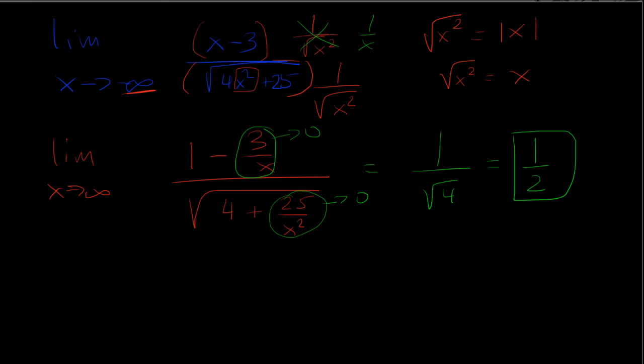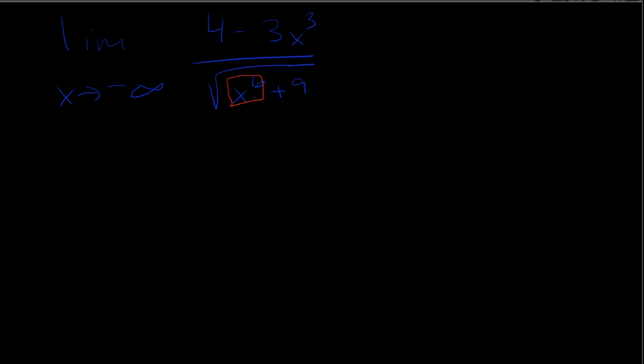Okay, let's try another one. I have limit as x approaches negative infinity of 4 minus 3x cubed over square root of x to the 6 plus 9. First step is to identify the highest term in the denominator, and that's the x to the 6th term. But it's inside the square root, so I'm going to multiply top and bottom by 1 over x to the 6th.